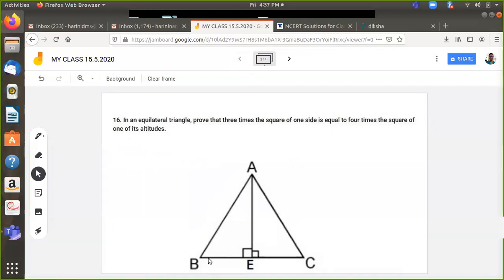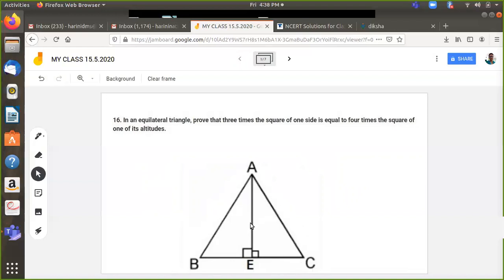So in an equilateral triangle, we know how to find the altitude. If A is the side of the equilateral triangle, the altitude of the triangle will become root 3 by 2 times A. This is just by the application of Pythagoras, because this is A. Your CE will be A by 2, because E is the midpoint of BC, as it is an equilateral triangle. So your CE is A by 2.